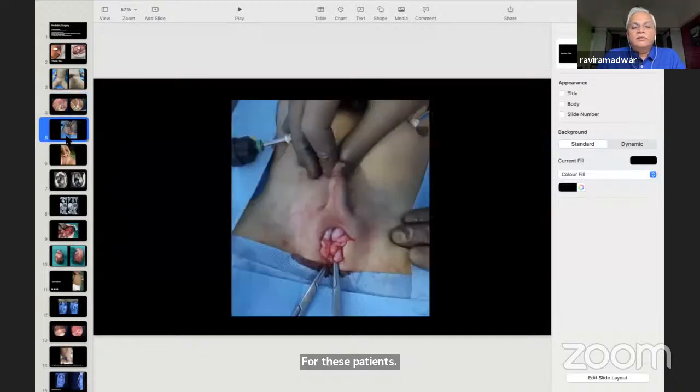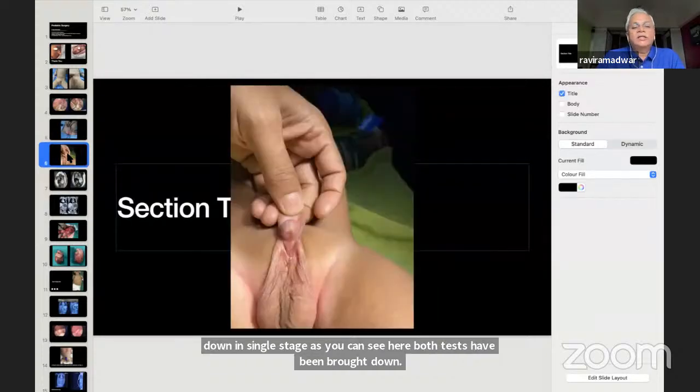We tend to operate on these patients around the age of 6 to 8 months and bring them down in a single stage. As you can see here, both testes have been brought down. I will not go into surgical details.